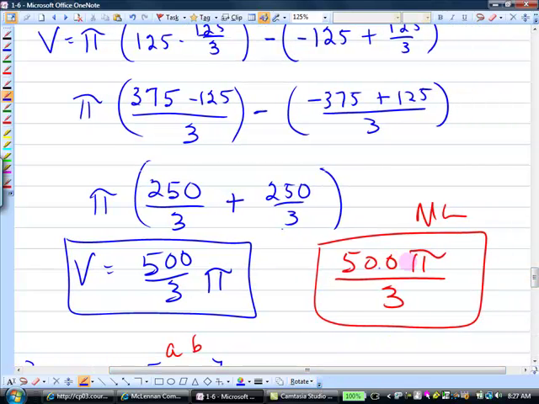MathLab does want you to write it this way, so you might make note of that. They don't have 500 over 3 by itself. It's 500 pi over 3, one fraction. I don't have a problem with you doing that one with Math 9, just remembering that you have to add the pi at the end of what you do. Okay?